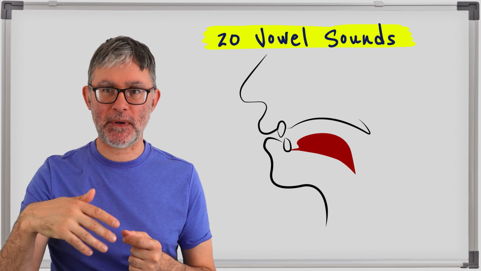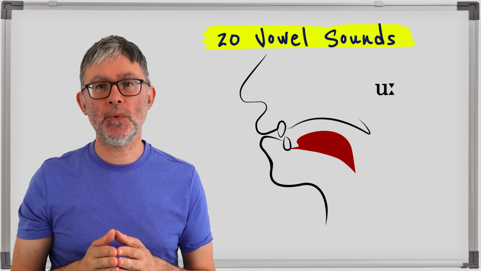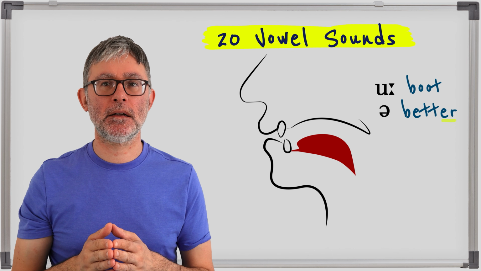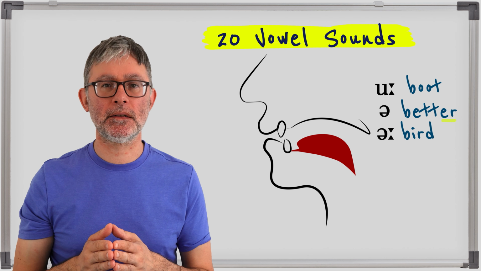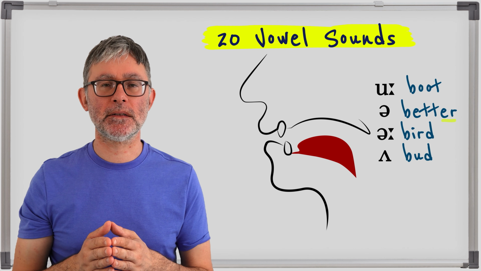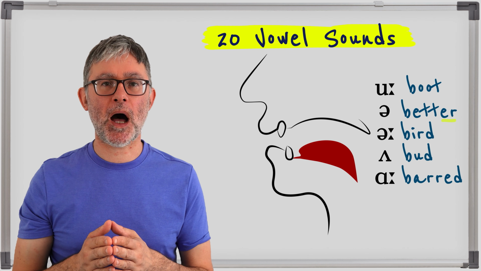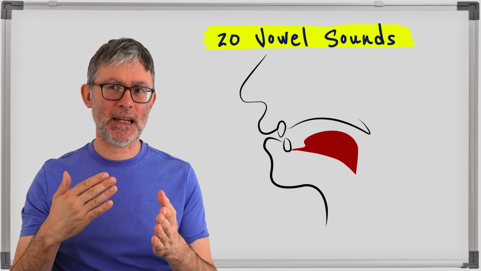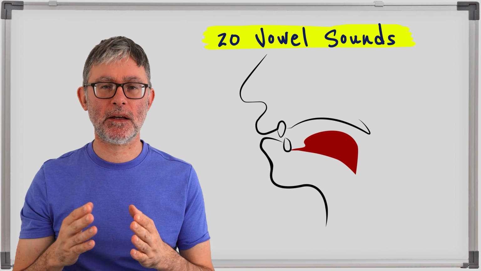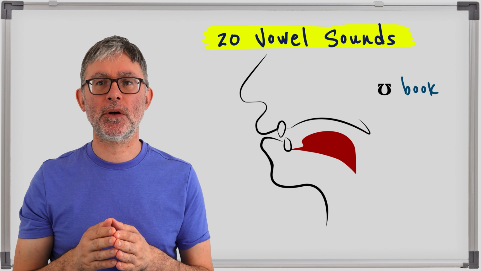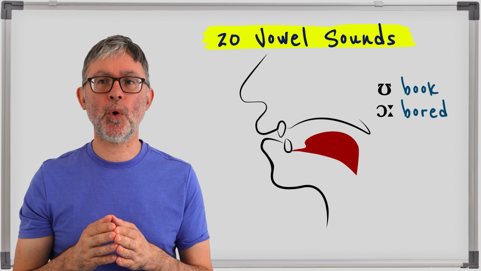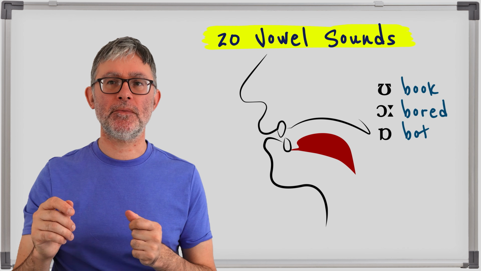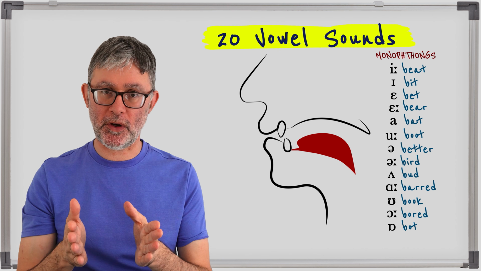Now let's do the central vowels. We have 5 of those: "oo", boot, "er", better, "er", bird, "uh", bud, "ah", bard. And we have 3 back vowels, and we'll notice the lips rounding a bit as we go to the back: book, "or", board, "o", bot. So those are the 13 monophthongs of GB English.